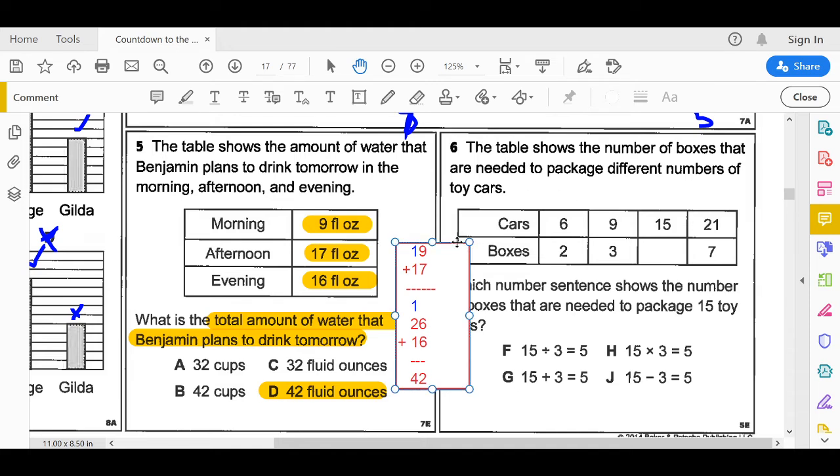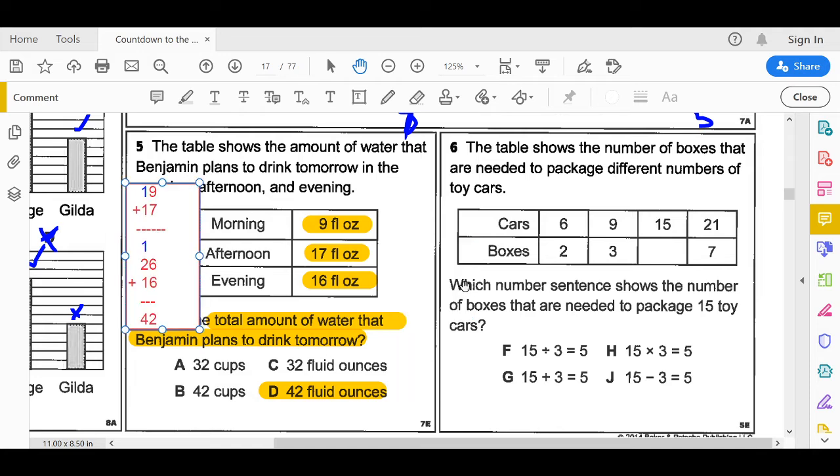Let me just move this table over here so we can see the question. Number 6, the table shows a number of boxes that are needed to package different numbers of toy cars. So for 6 cars, we need 2 boxes. For 9 cars, we need 3 boxes. For 15 cars, we don't know. This is what we have to find. And for 21 cars, we need 7 boxes. Which number sentence shows a number of boxes? Let me just go ahead and highlight this part. The number of boxes that are needed to package 15 toy cars.